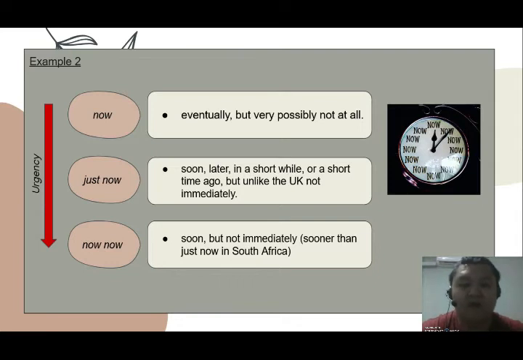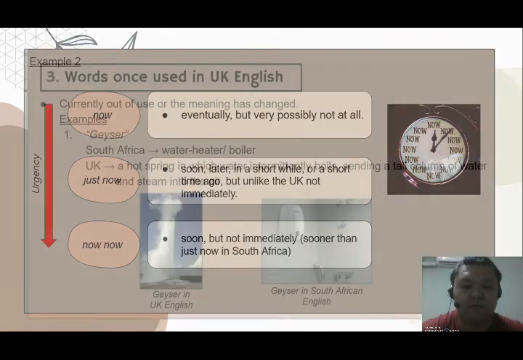However, when these words are used in South African English, now means eventually, but possibly not at all. And just now means either a little time ago, like the one in UK English, or in a short while, but unlike the UK English one, it is not immediately. And in South African English, there is a phrase now now, which means soon, but this one also is not immediately. But it is sooner than just now in South African English.